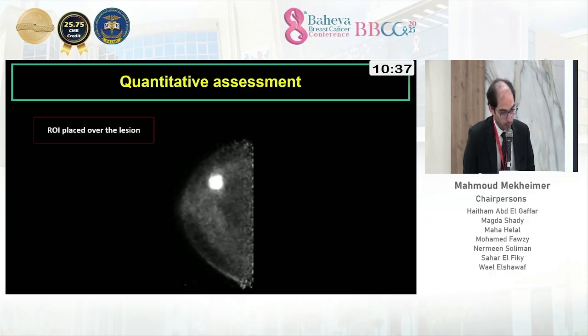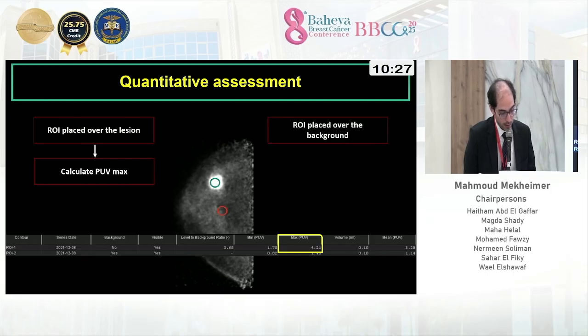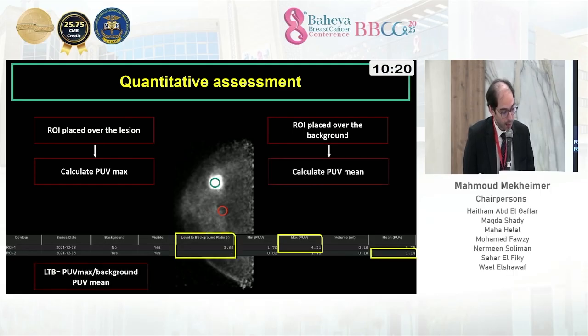For the quantitative assessment, the first ROI is placed over the lesion to assess the SUV max of the lesion. Then the second ROI is placed over the normal parenchyma to assess the mean background of the parenchyma. Then the LTB is calculated as the SUV max of the lesion over the mean background of the parenchyma.